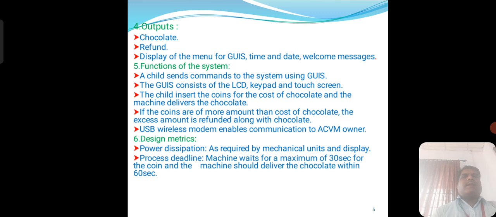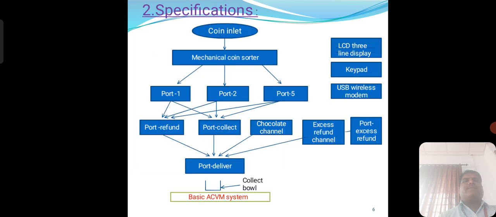Design metrics: power dissipation as required by mechanical units and display. Process deadline: the machine waits for a maximum of 30 seconds for the coins and the machine should deliver the chocolates within 60 seconds. So specifications: this figure shows the specifications of the automatic chocolate vending machine.